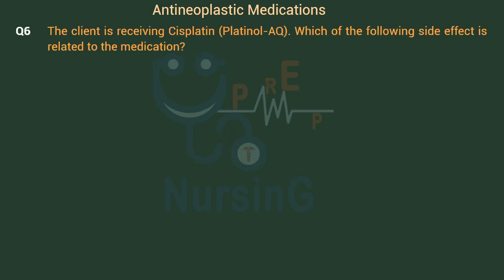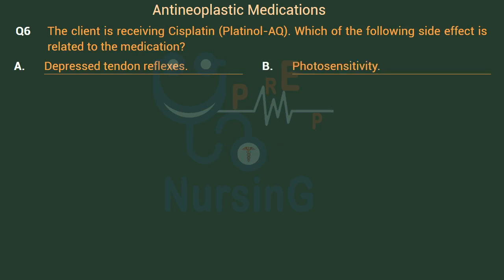The client is receiving cisplatin, Platinol. Which of the following side effects is related to the medication? Option A, depressed tendon reflexes. Option B, photosensitivity. Option C, tinnitus. Option D, ptosis. Right answer is option C, tinnitus.